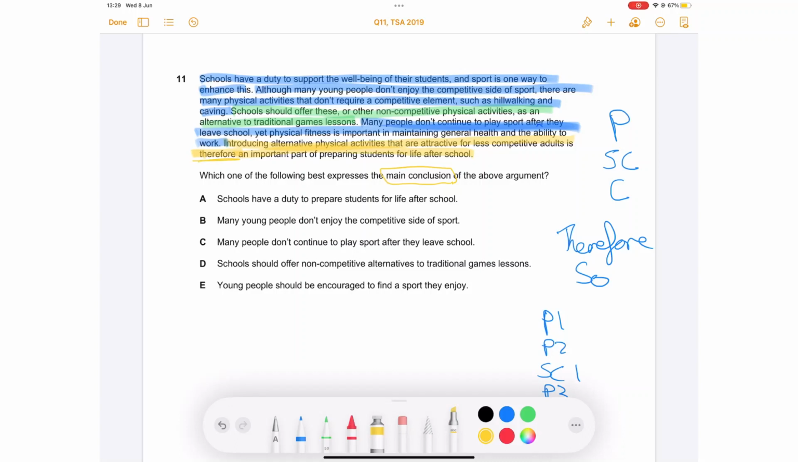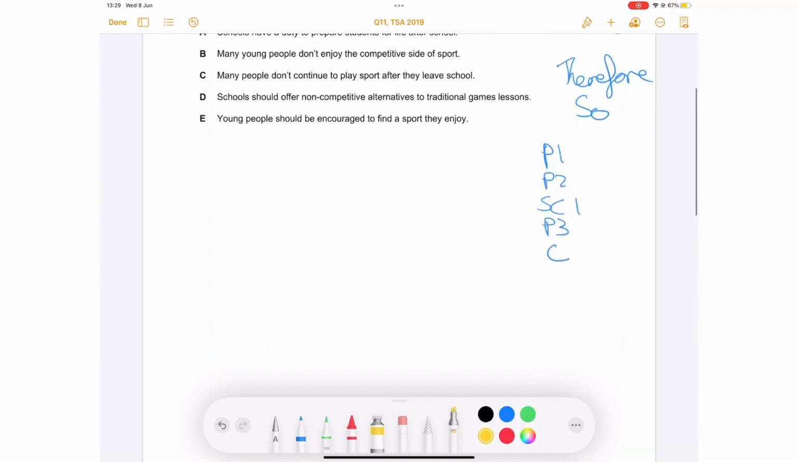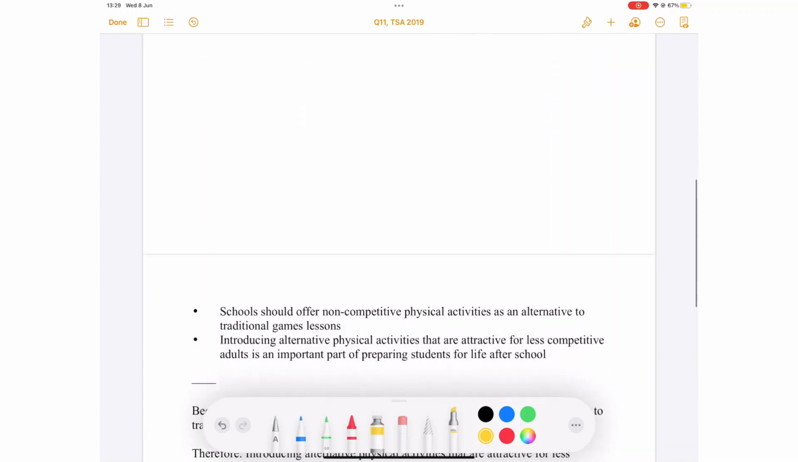So a good way to test which is our overall conclusion is to add in your own indicator words. So if we scroll down a bit, I've written out these two sentences a bit more clearly. So schools should offer non-competitive physical activities as an alternative to traditional games lessons, and introducing alternative physical activities that are attractive for less competitive adults is an important part of preparing students for life after school. So let's say that you've identified these two as possible contenders, but you're not sure which one between them is the conclusion and which one is a premise or sub-conclusion. So a great way to test this is adding in our own indicator words.